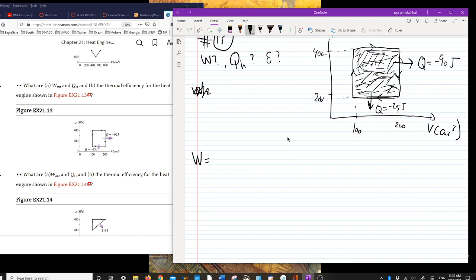So in this case, basically what? Length times height. So let's start with the length, which is this one here, horizontal length. So that's going to be 200 minus 100 times 10 to the negative 6, times the height, which is 400 times 10 to the third, okay, minus 200 minus 100 times 10 to the negative 6 times 100 times 10 to the third.